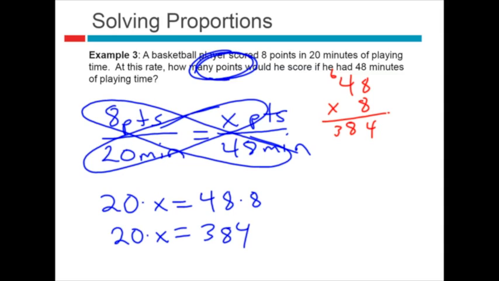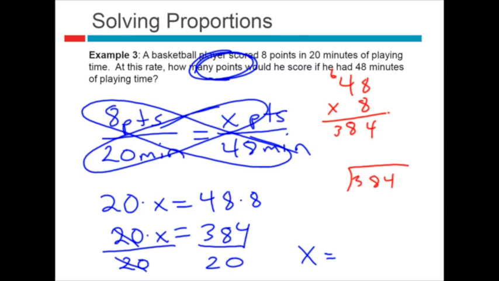All right. So I have 20 times x equals 384, and if I want to solve for my missing variable, the x, I'm going to divide both sides of this equation by that number next to the x, which is the 20. And then these cancel out, leaving me just with x, which I'll put down here. And x is going to equal 384 divided by 20, which I'm going to need to do a little scratch work to find out what that is.